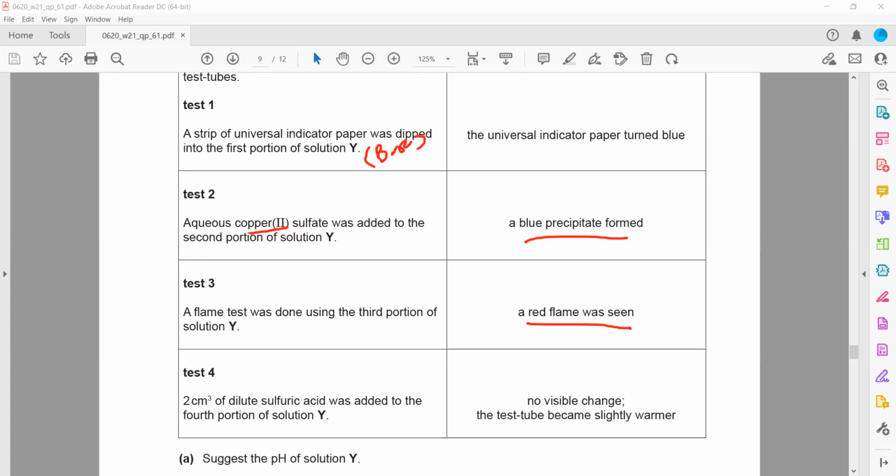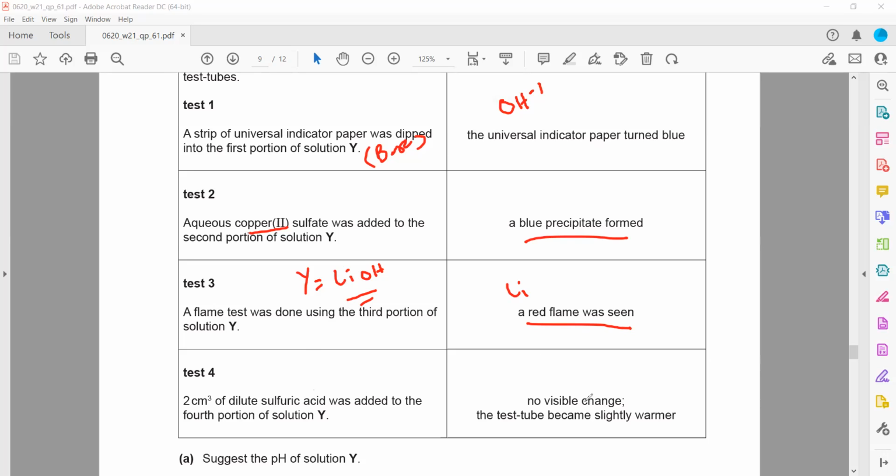You have to learn the flame colors. For sodium, it is yellow. For potassium, it is lilac. Lithium is red, and copper is blue-green. So this gives an idea that there's lithium. The first test indicates that there was a hydroxide ion and the flame test indicates it is lithium. So we can say that solution Y is actually lithium hydroxide.